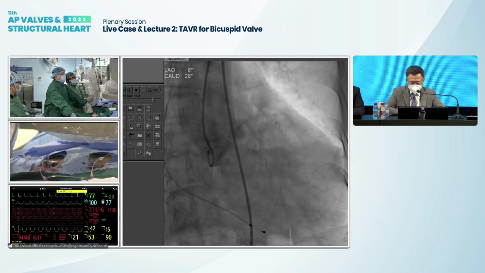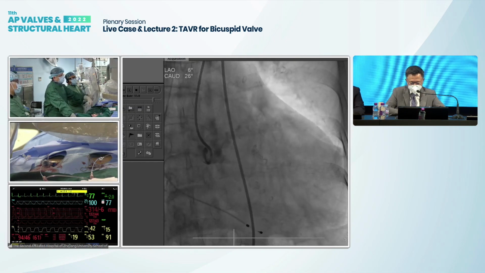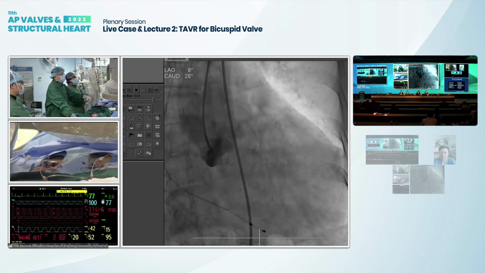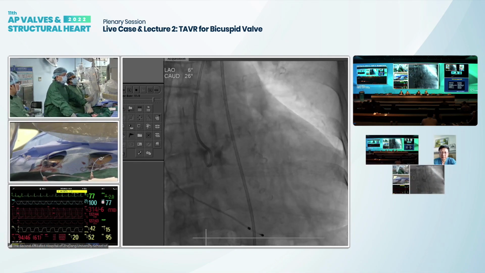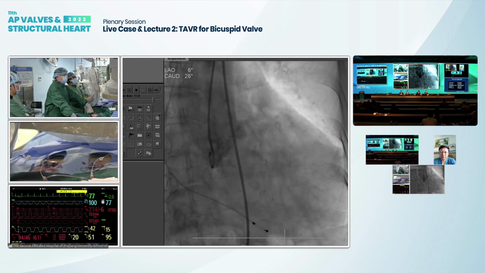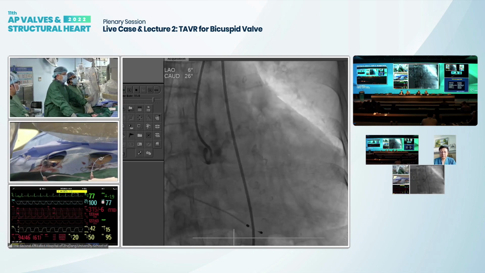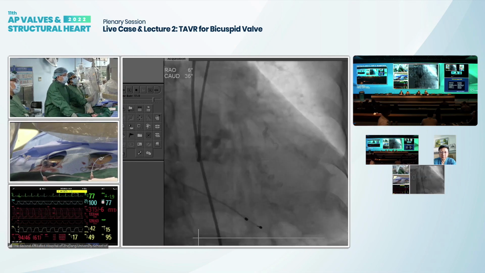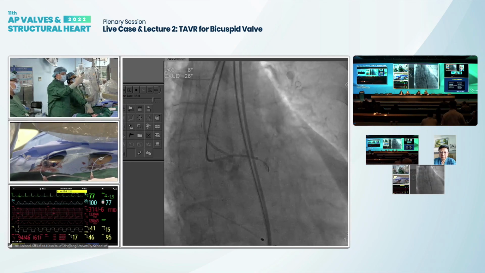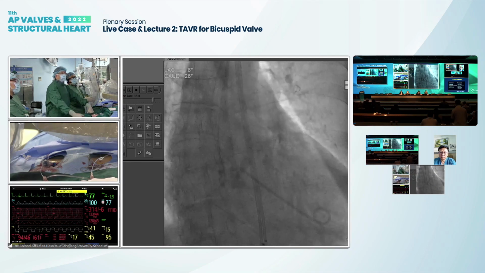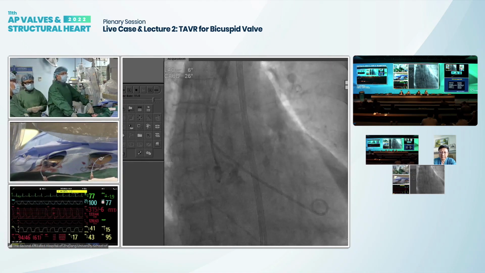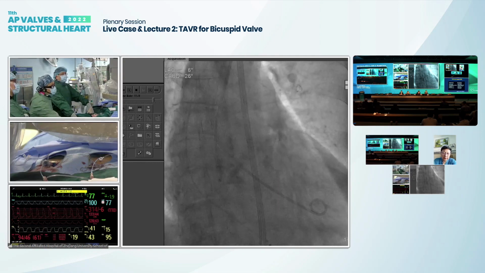So now we can see, after the angiogram, the patient has a severe regurgitation besides the stenosis. We can see now we get the pigtail in the left ventricle, gone through successfully. Then now we measure the pressure gradient. Can you see the hemodynamic screen? Yes. Okay, the pressure gradient is very big.